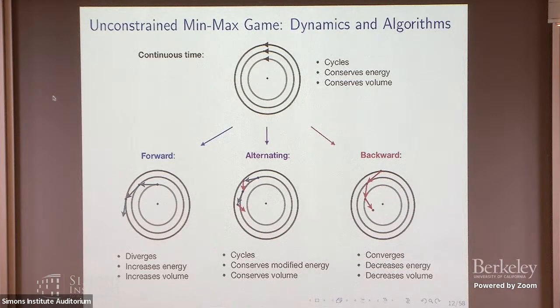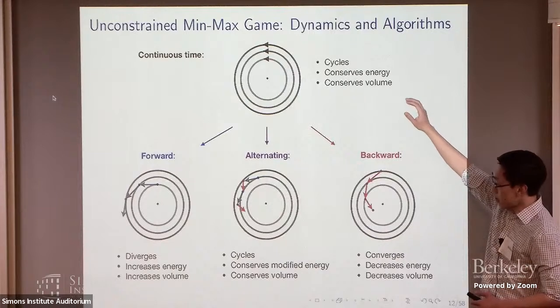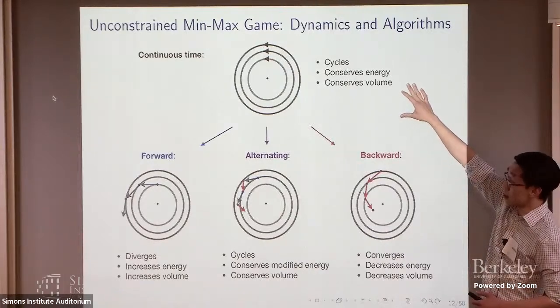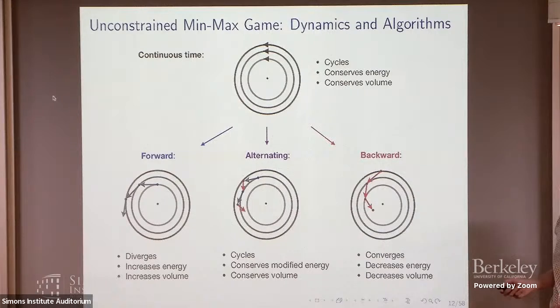So here's a summary of what happens in this unconstrained setting. Continuous time cycles, conserves energy. I don't talk about volume conservation and so on, but you can say that in continuous time, this conserves volume. In discrete time, there are these three different behaviors. The forward method always increases energy, it diverges. The backward method decreases energy, it converges. And the alternating method conserves a different kind of energy, a modified energy in the quadratic setting.